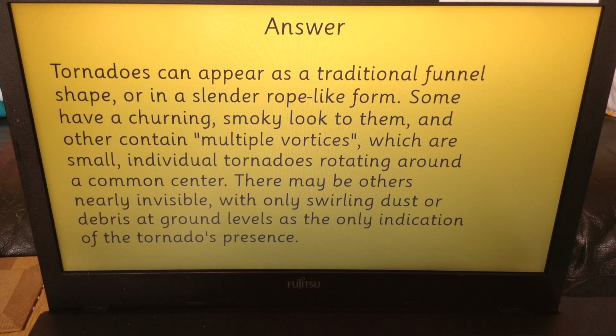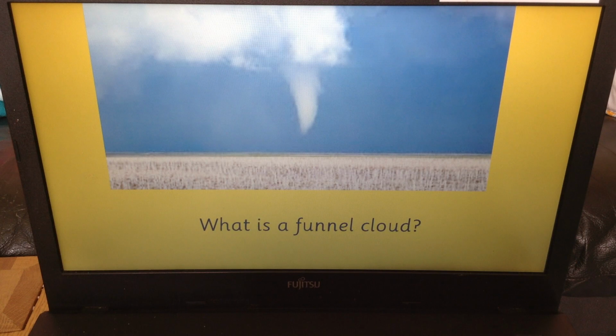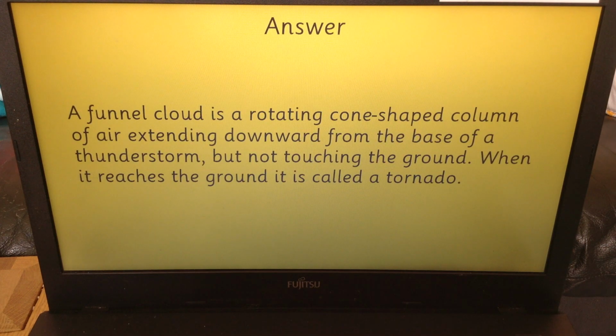Have a look, see if you agree with what I've written. And then the final question is, what is a funnel cloud? So, a funnel cloud is a rotating cone-shaped column of air which extends downward from the base of a thunderstorm, but it doesn't touch the ground. When it touches the ground, it becomes a tornado. So discuss with an adult or somebody in your house what you think a funnel cloud is. When you're happy with your answer, you can check on the next slide the information that I've left you.